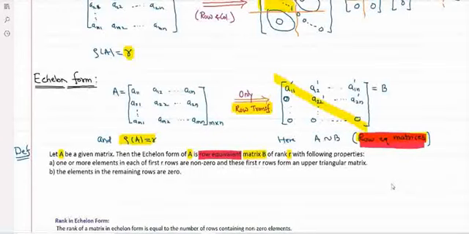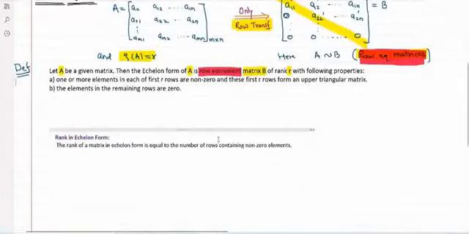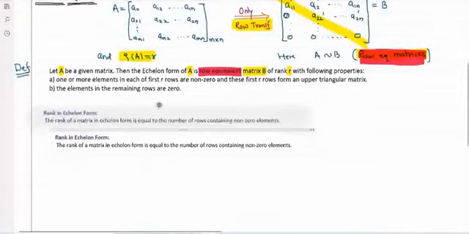And the second condition says that after those first R non-zero rows, the remaining rows must be identically zero. What is meant by identically zero? All the elements in the remaining rows after the first R rows must be zero. Then how do we find the rank of the matrix in the echelon form?